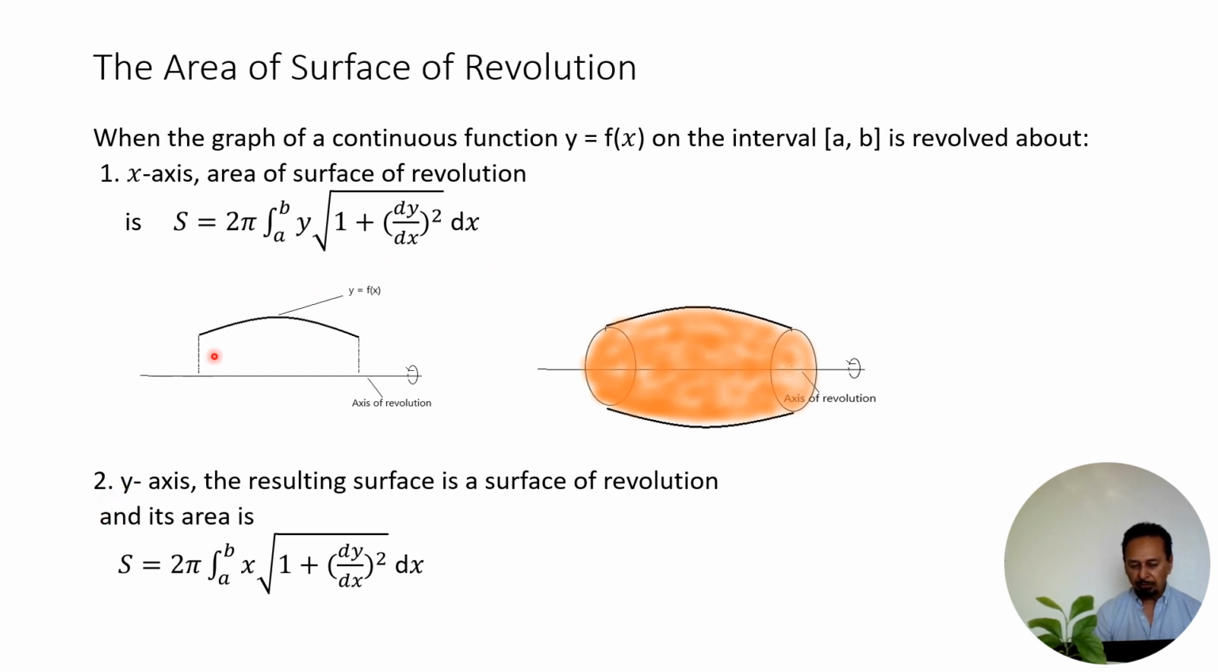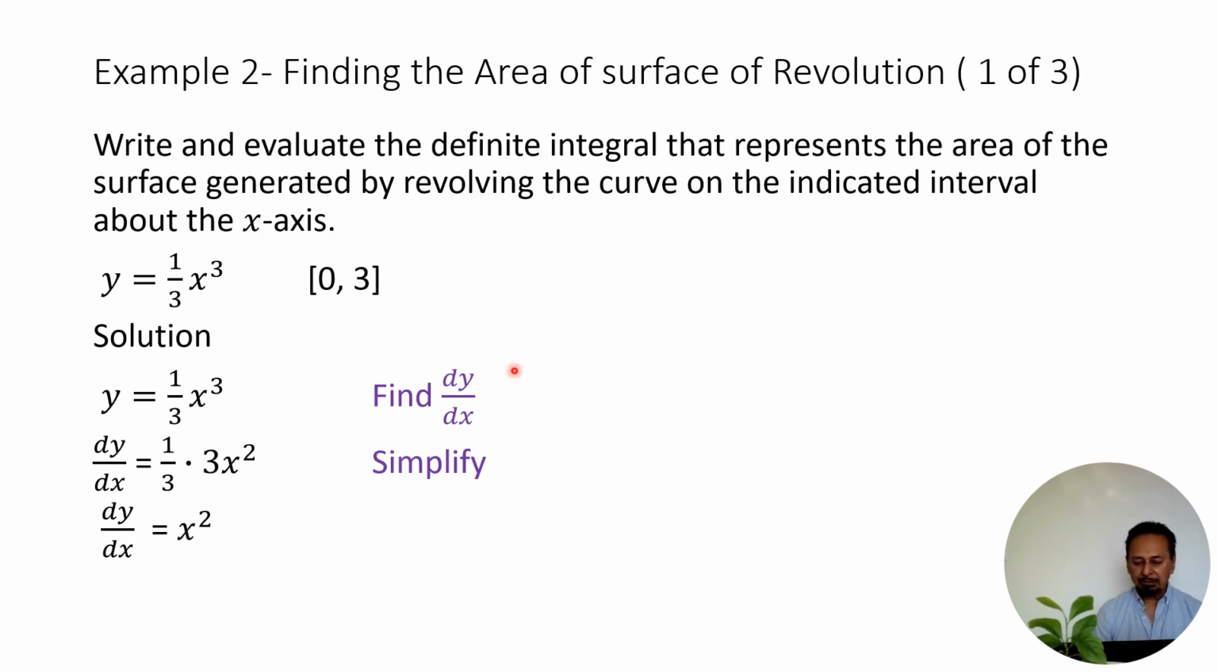But if you revolve this about the y-axis, then the formula changes to 2 pi integral from a to b of x times the square root of 1 plus (dy over dx) squared dx. The only difference is that here is a y and here is an x. That's the only difference. Otherwise, both formulas are similar. So here is an example.